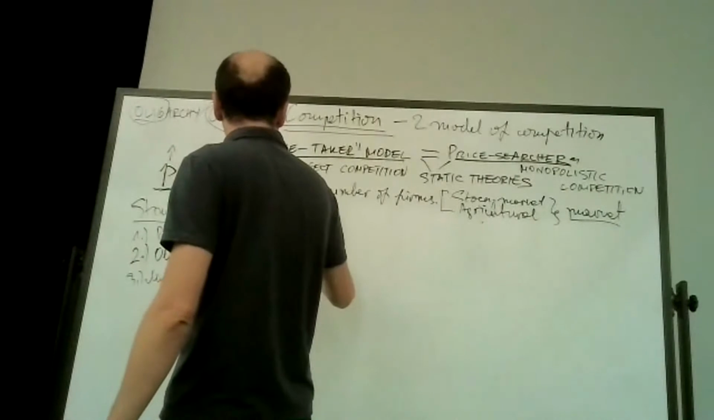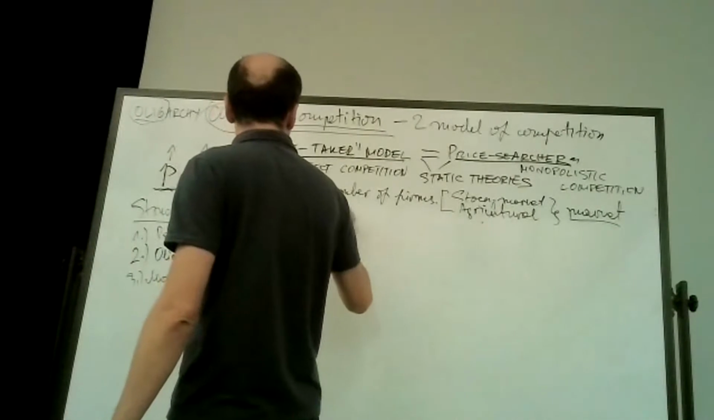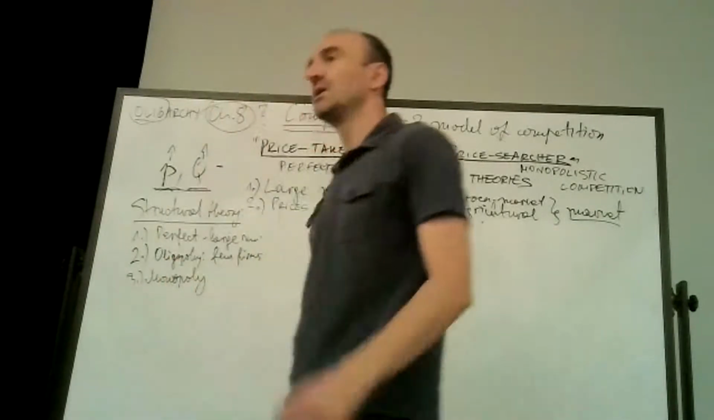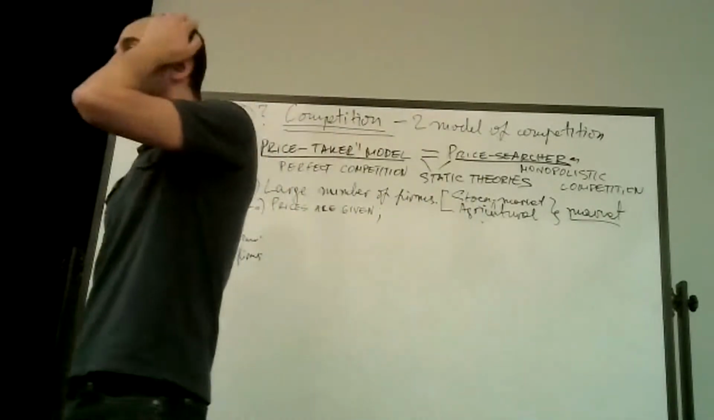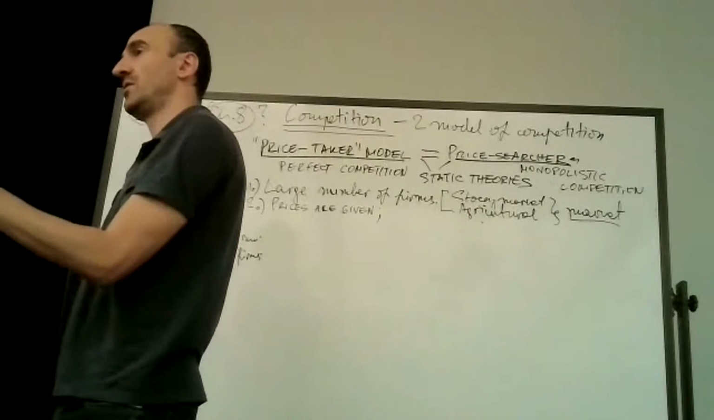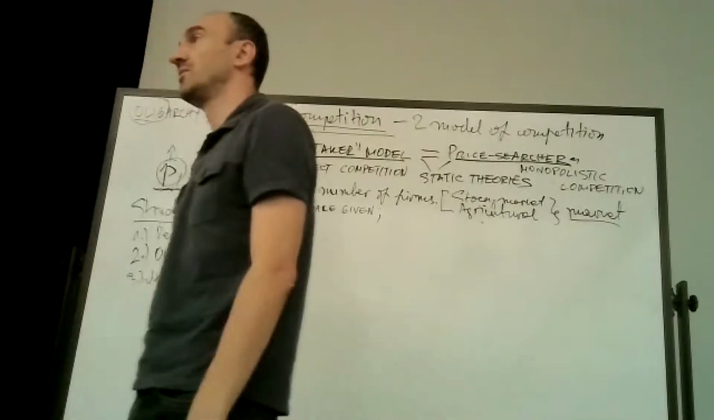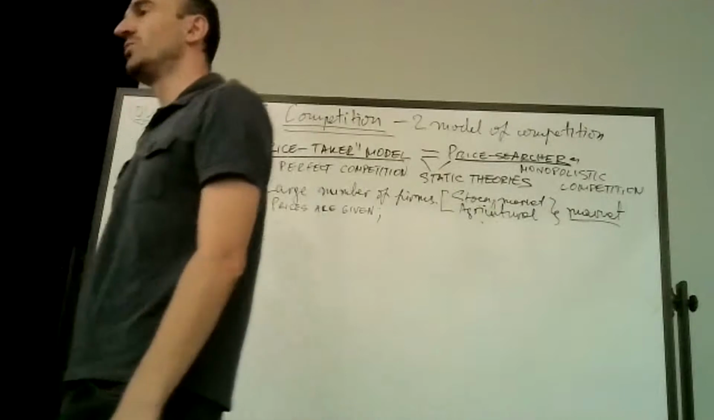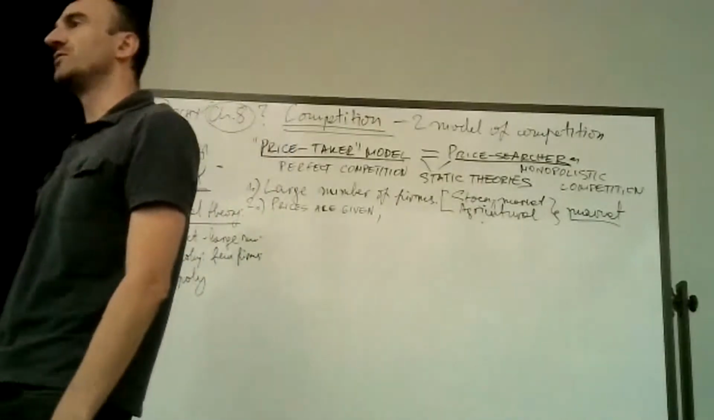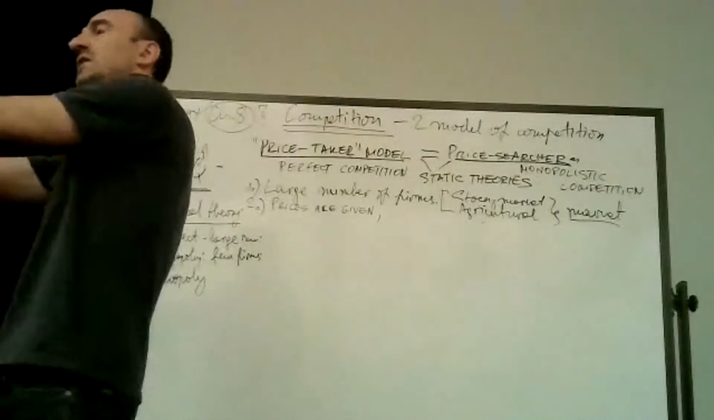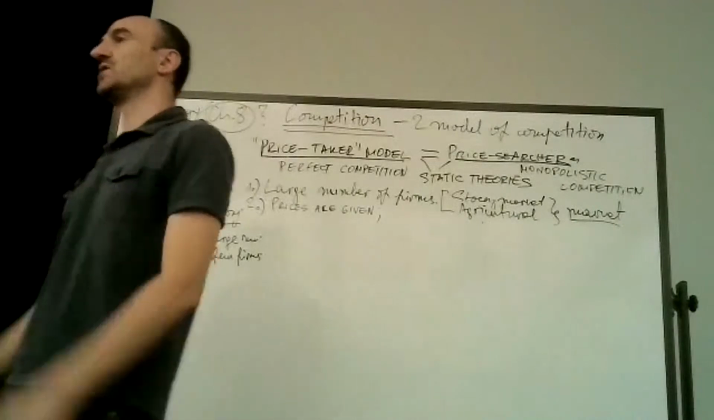The second condition, the second description of this market, is that prices are given. What does that mean? That means that an individual firm cannot influence the price in any shape or form. It is assumed that every single individual firm has to take the price of the product that it sells as a given piece of data, as a given parameter.